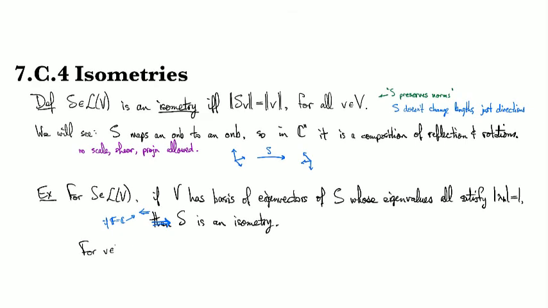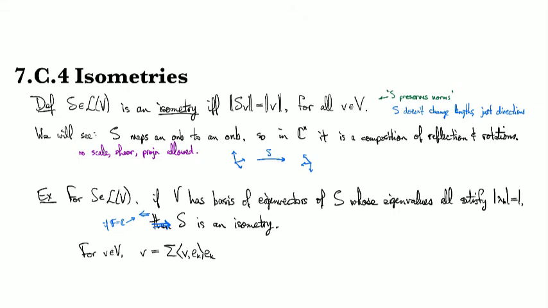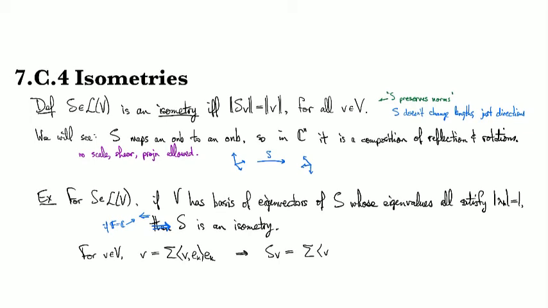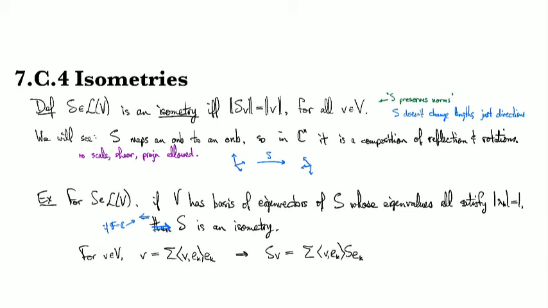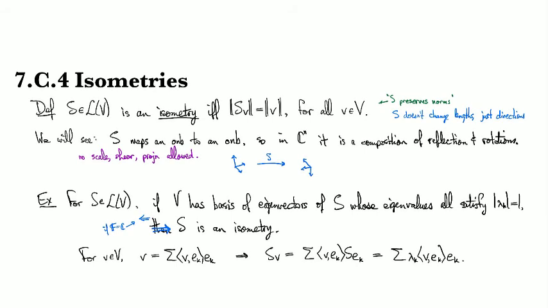If we have v, we can take v and write it in terms of the eigencoordinates, so an orthogonal decomposition with respect to the eigenbasis. And then you can see that Sv is going to be the sum of <v, e_k> S e_k, and when we apply S to that, it's going to kick out a lambda. So it's this old story again.